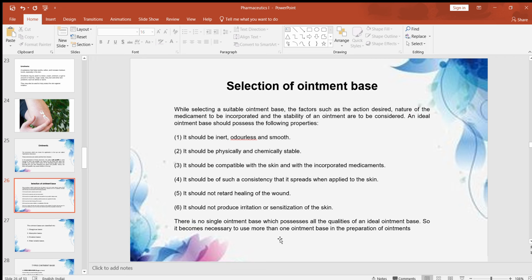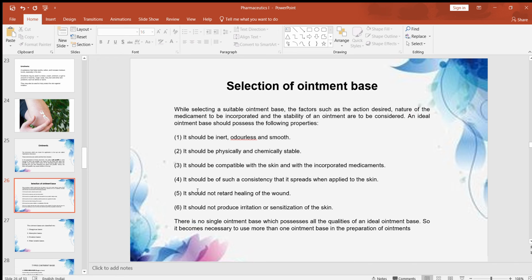It will flow from that region to another region. It will not be confined to a particular region of the skin. So that is not desirable. It should be of such consistency that it should spread when applied on the skin. Then it should not retard healing of wound.